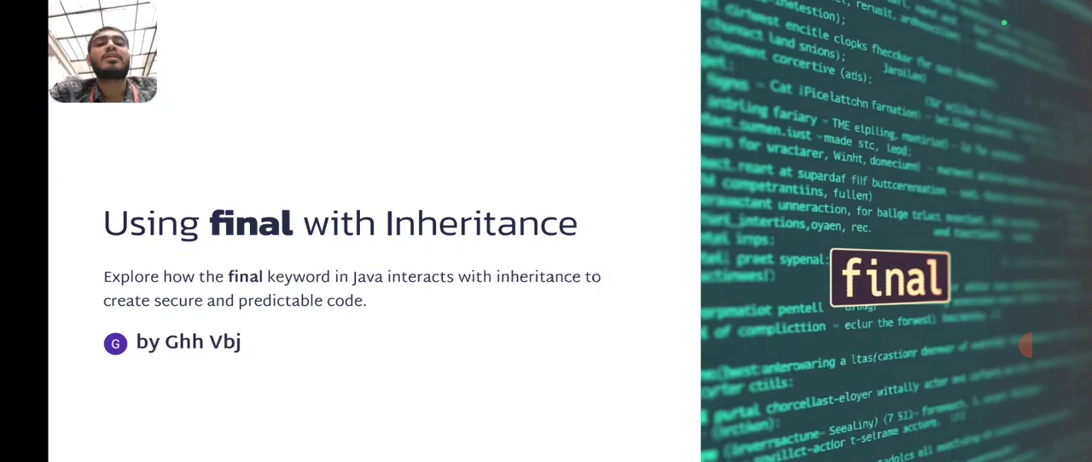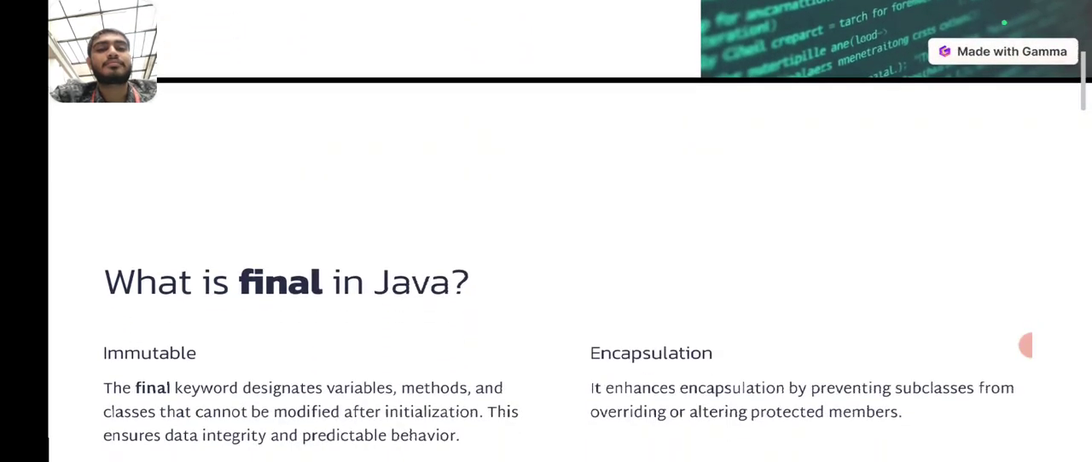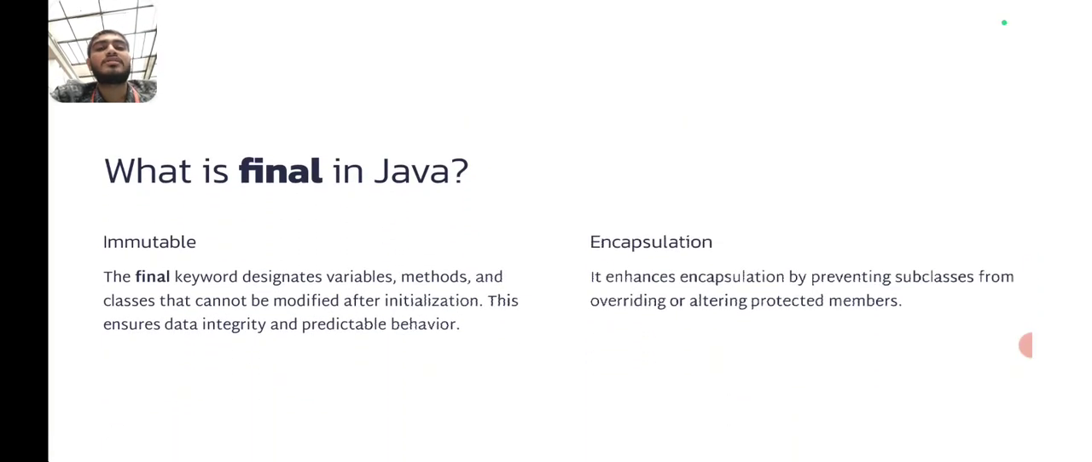Explore how the final keyword in Java interacts with inheritance to create secure, predictable code. What is final in Java? Immutable encapsulation. The final keyword designates variables, methods, and classes that cannot be modified after initialization. This ensures data integrity and predictable behavior.